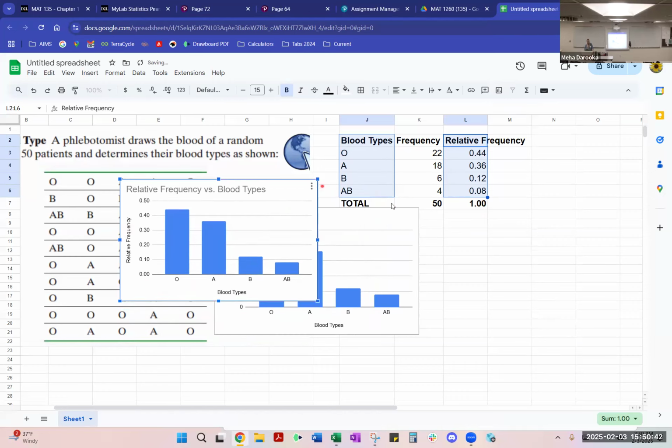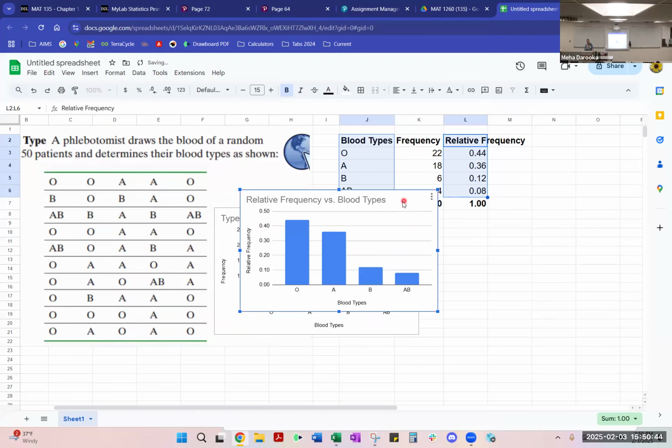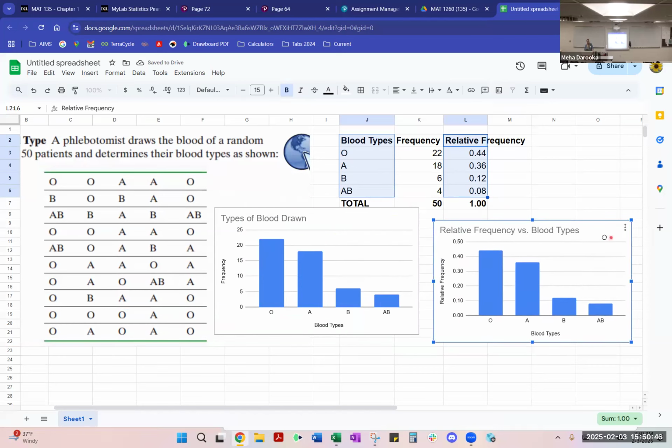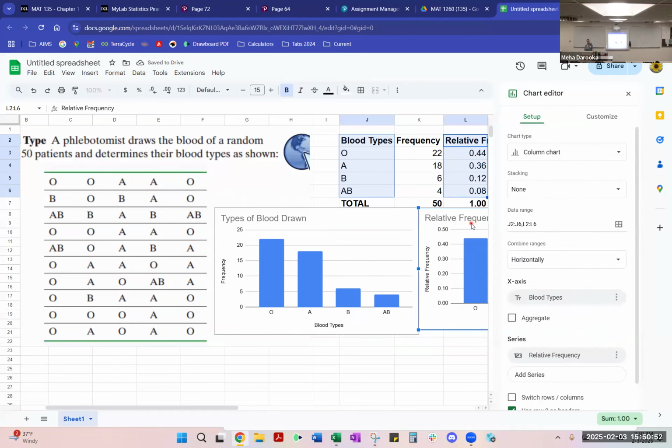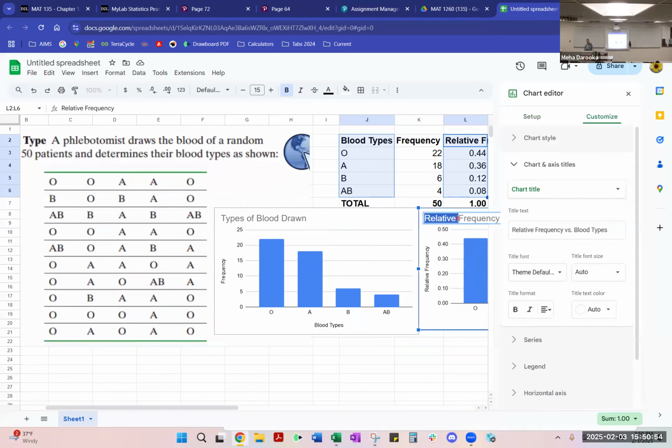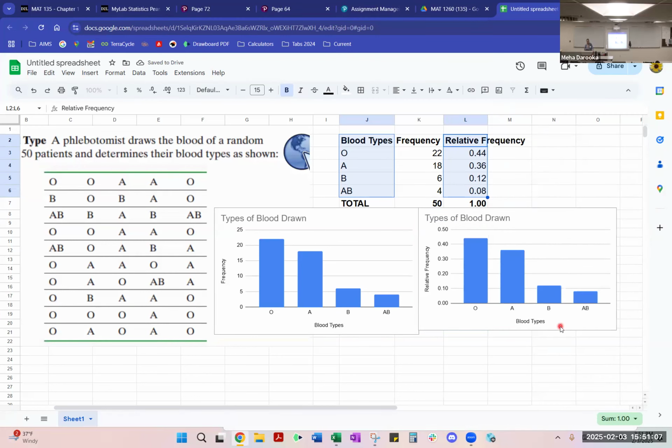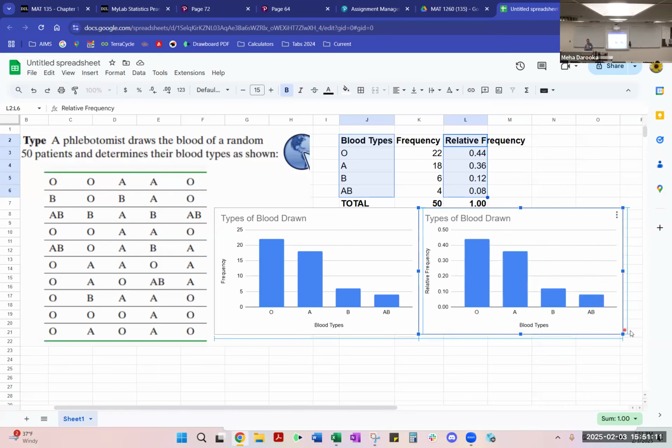And I'm gonna move him next to the original graph we just did. And again, make the title of the graph match the other one. So this will be types of blood drawn. And under the customize option, you have other things you can do, you know, change the colors, make it look pretty.